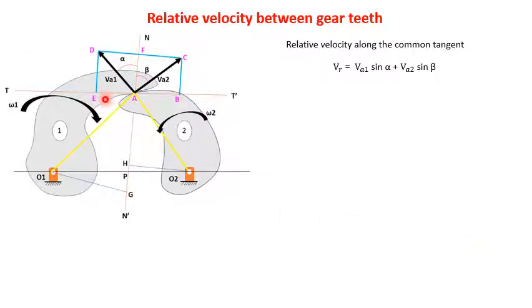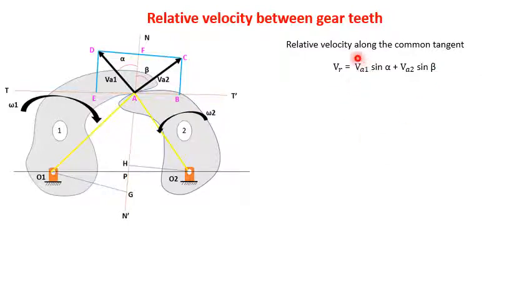Here along the common tangent, we have the line EB, which is the sum of EA plus EB. Here we have another line which is parallel to this, that is DC, which is the sum of DF plus FC. So here also we have considered DF plus FC, the line which is parallel to the common tangent. DF is nothing but VA1 sin alpha, whereas FC is nothing but VA2 sin beta.